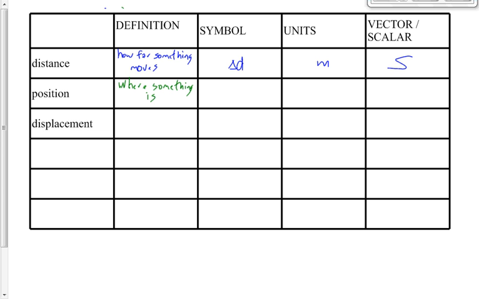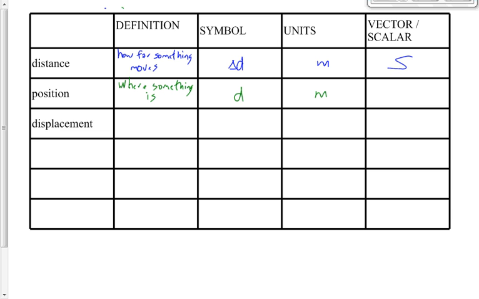Where something is at one particular moment in time. Its symbol isn't going to have a delta with it because it's not inferring any kind of change, any kind of movement. It's just going to be a D, almost. We'll fix that up in just a moment here. The units will be meters again, just like it was with distance.